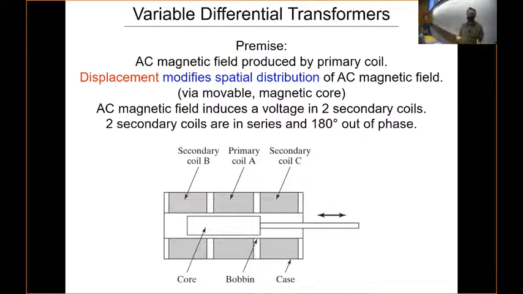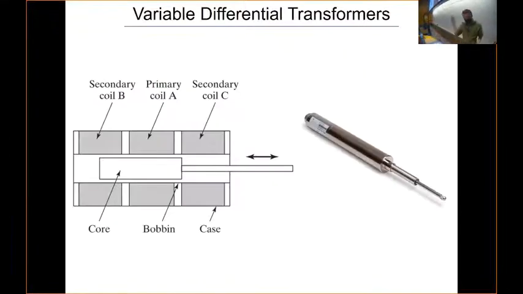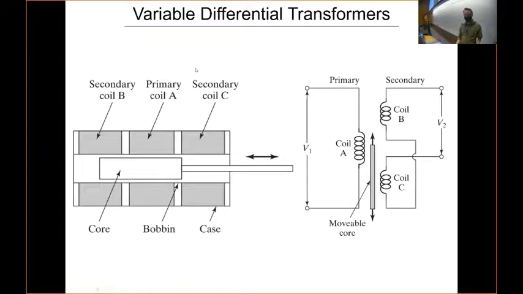So it says two secondary coils are in series and 180 degrees out of phase. So I think we're going to see that. Well, so here we're just seeing that section again. But here is the circuit. So you apply your AC voltage. We're just going to do that with a function generator. So we apply an oscillating sinusoidal signal to it.